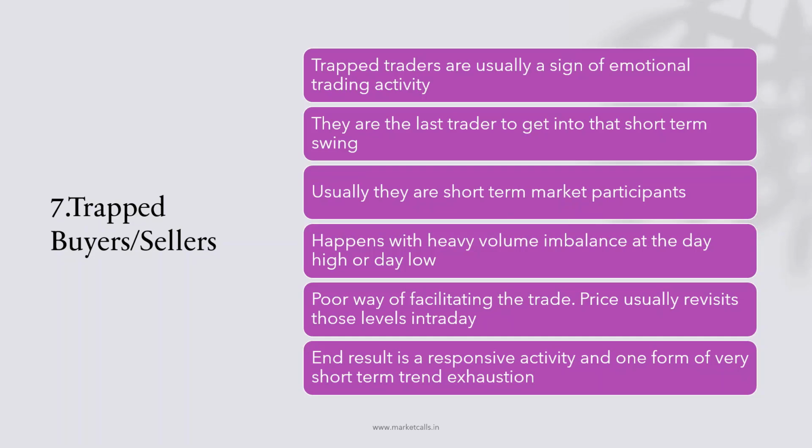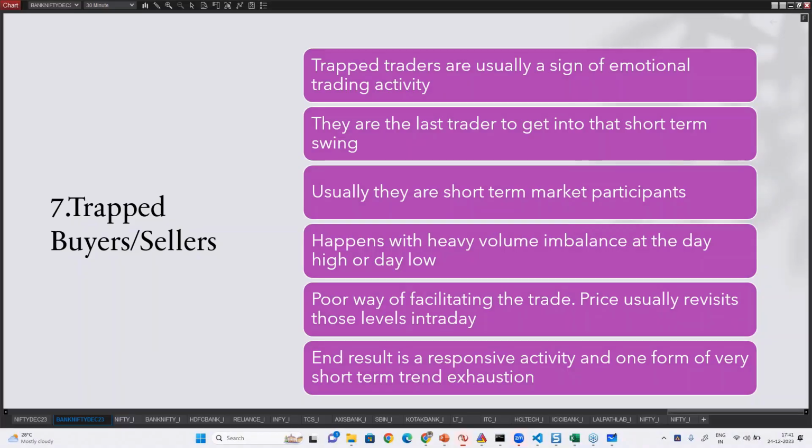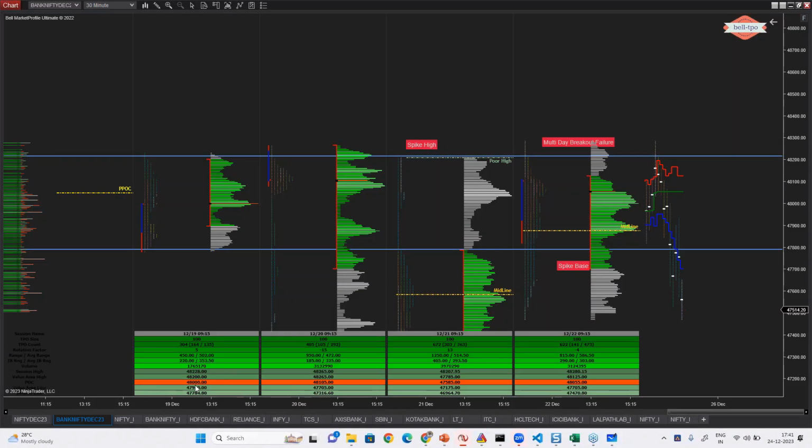Market will tend to reverse from there. The buyers keep on buying and buying, and when the trapped buyer is there, the buyers stop buying and we start seeing a mini trend in the market on the downside. So maybe I'll show you the examples from Nifty and Bank Nifty from the last 2-3 days that I had seen.